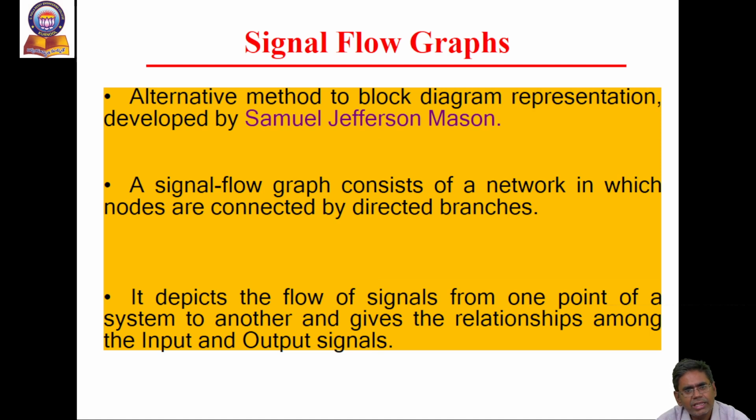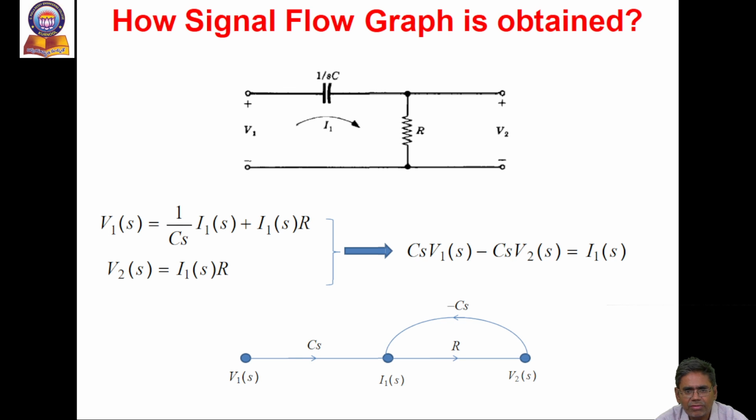Another way of finding the transfer function is the signal flow graph. It is the alternative method of block diagram representation developed by Samuel Jefferson Mason. A signal flow graph consists of a network in which the nodes are connected by directed branches. It displays the flow of signal from one point of a system to another and gives the relationship among the input and output signals. That is a signal flow graph.